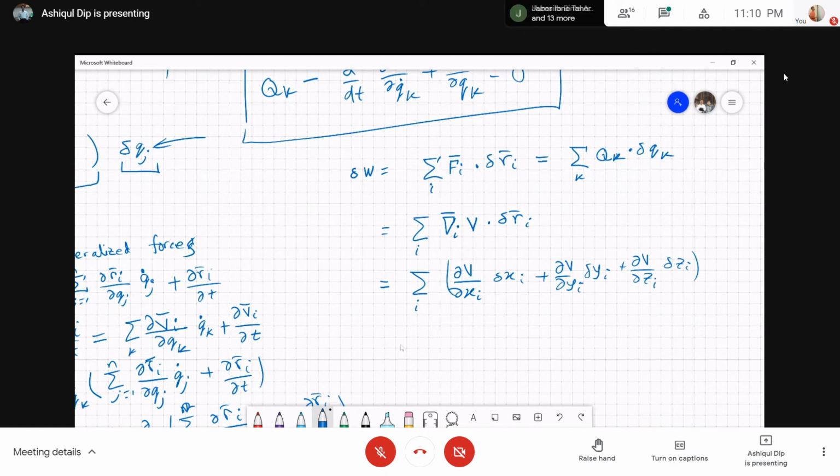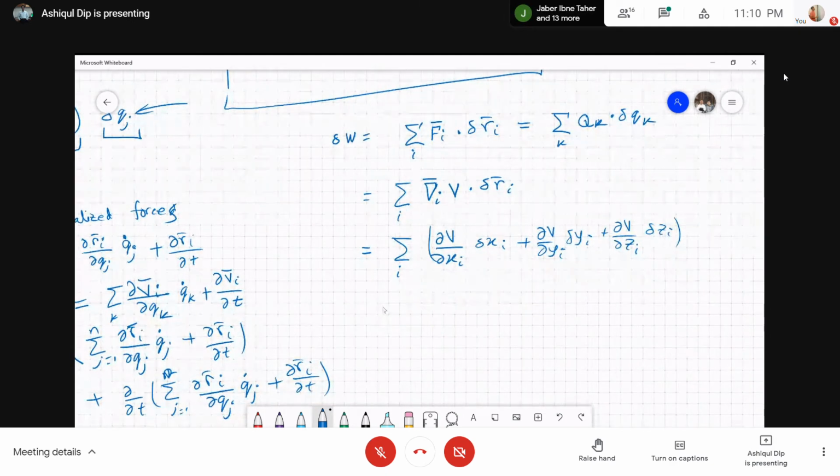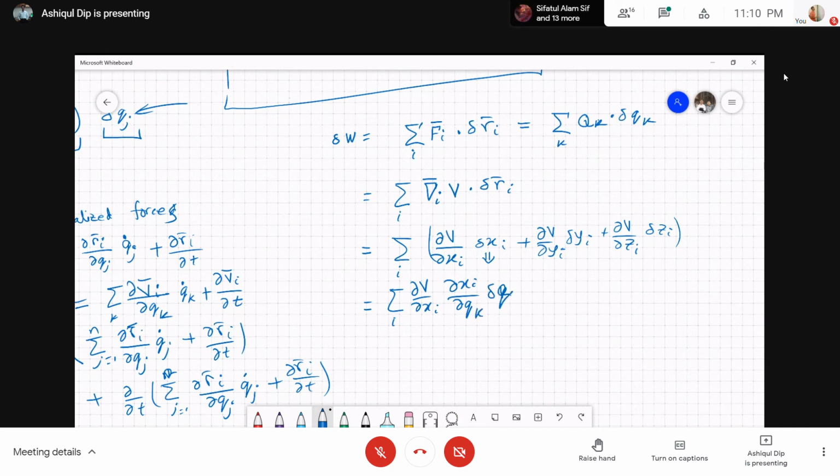Also, we want our variation of qk out of this thing, so just explicitly express this. That would give you delta V over delta xi over delta qk, variation qk, and so on. Do the same thing for each of the terms.